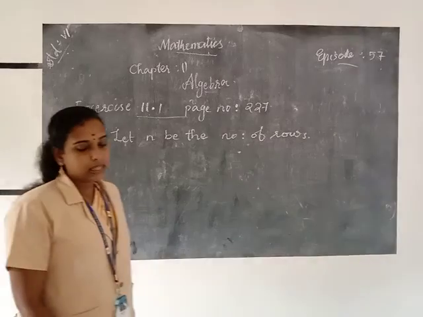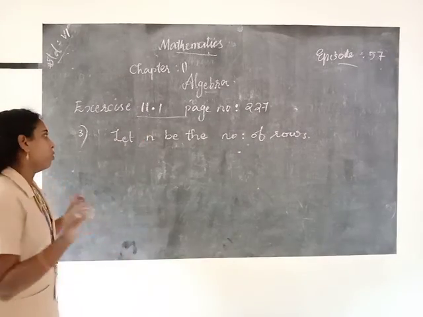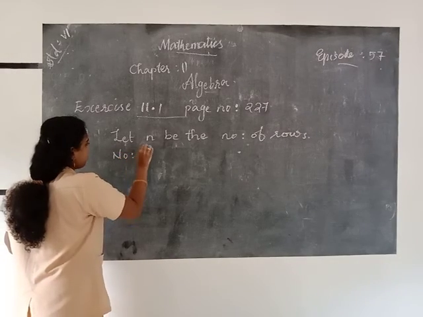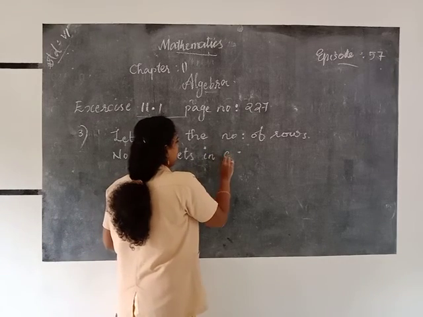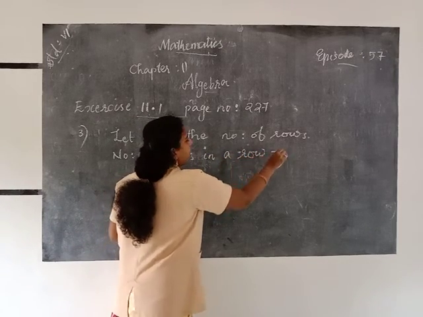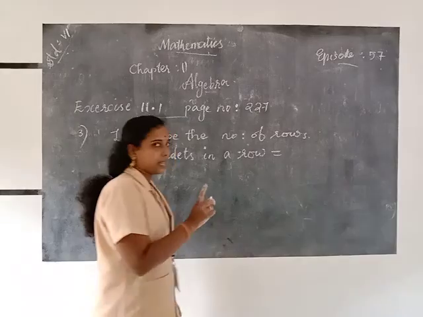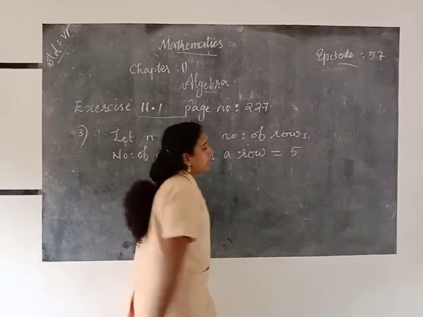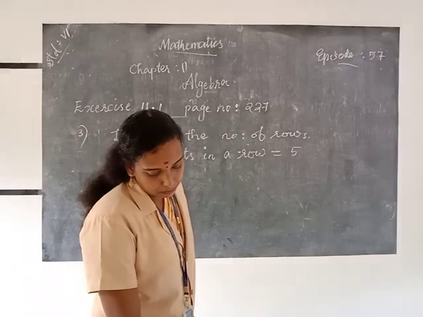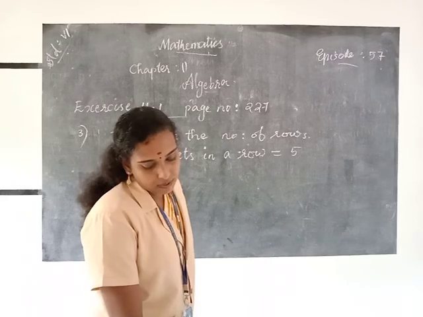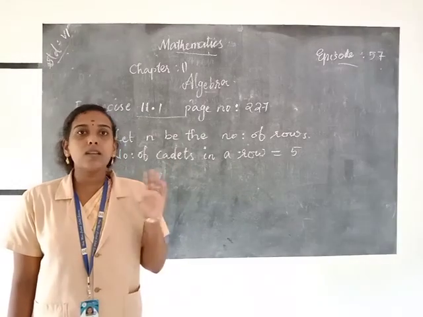And here in this question, the number of cadets in a row is given, so the next step is number of cadets in a row. There are 5 cadets in one row, or there are 5 cadets in each row. So the number of cadets in a row is equal to 5. And here we want to find the rule which gives the number of cadets, which means the total number of cadets. That is the rule. Okay.